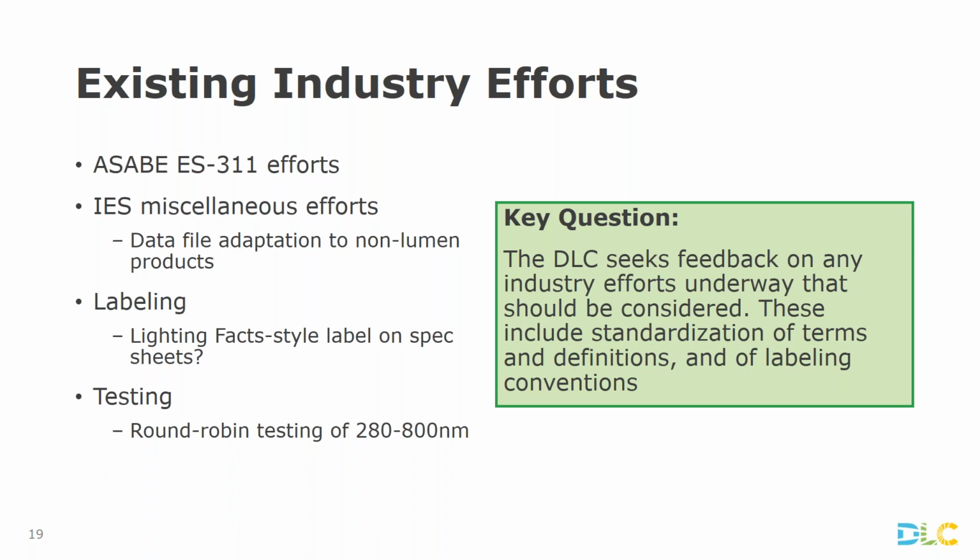So the first key thing is, it's almost like a sanity check. We want to make sure that we are considering any and all industry efforts that are already underway, because the last thing we want to do is duplicate work or duplicate effort. And so these are things like how Wasabi is standardizing terms and definitions, labeling conventions. I spoke about that recently. For example, IES is also, we've heard, drafting a standard to help adapt the current human vision based data file format to accommodate non-lumen products, things where PAR is more of an importance than luminous flux.